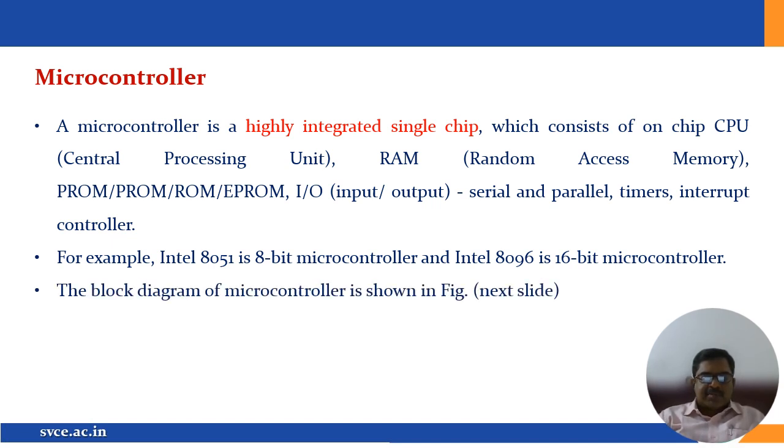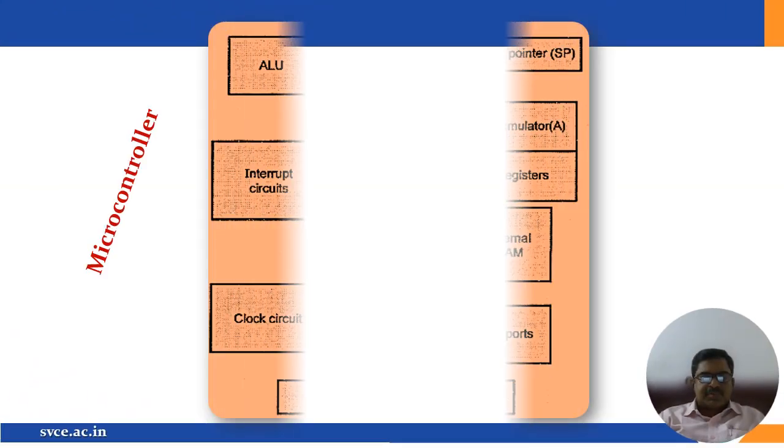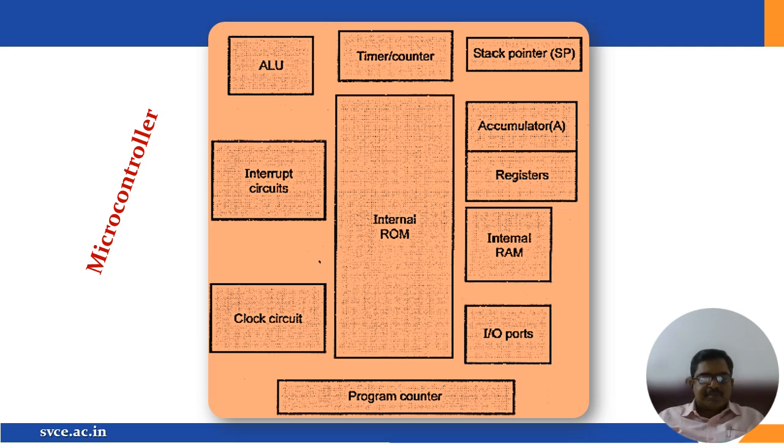I will show you the block diagram. This is the block diagram. You can see here, this is the ALU. Normally, the difference between a microprocessor and microcontroller: ALU is a part of microprocessor, interrupt circuits, clock circuit, stack pointer, accumulator, registers. Timer and counter, and I/O ports, these two are making a microprocessor into a microcontroller. So program counter and these are all the internal parts of the microprocessor. And attaching these two, the timer control circuit, counter circuit, and I/O ports, that is input output ports, to the microprocessor brings you a microcontroller.